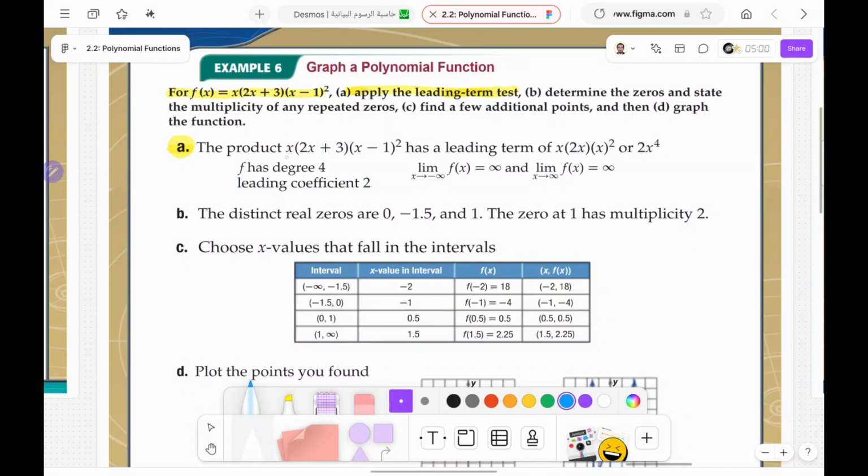Let's identify the degree. As you can see, look at how many x's I have. I have x here, 1, and x here, 2, and here x is 3. But it's squared, so that means this x is repeated. So I have 1, 2, 3, and 4.